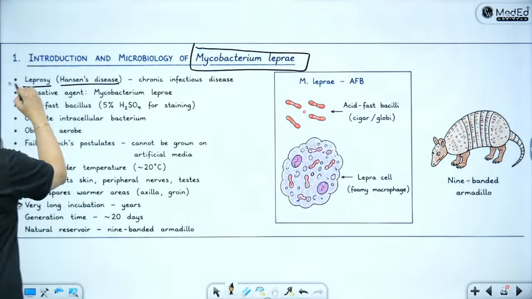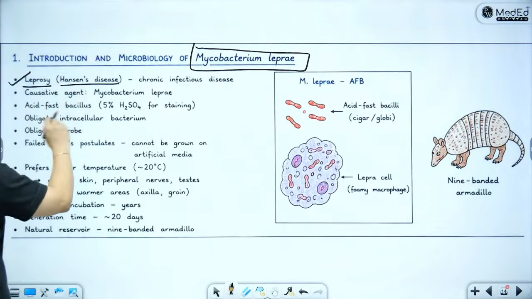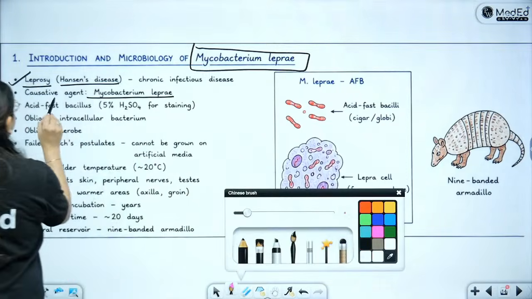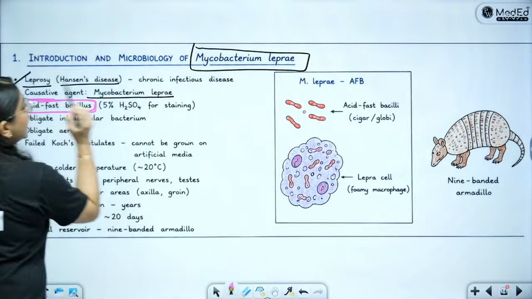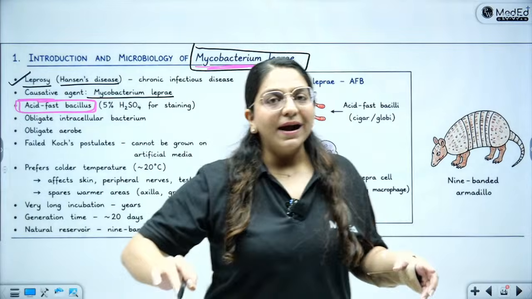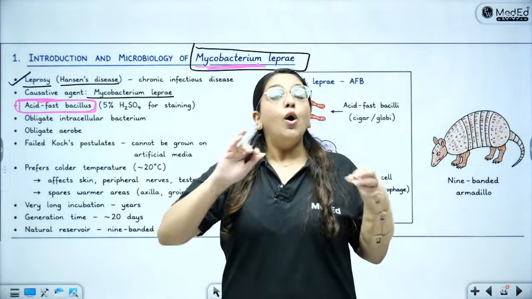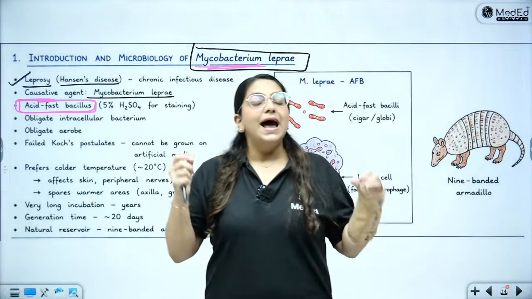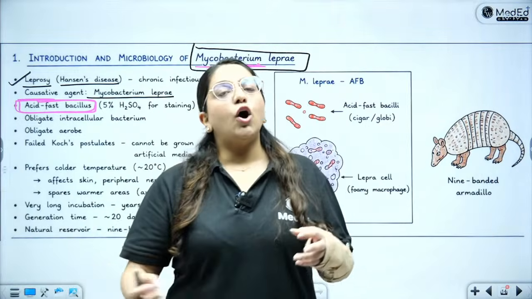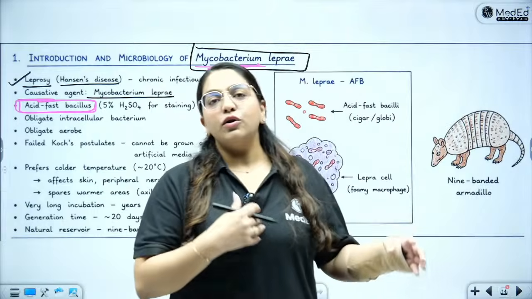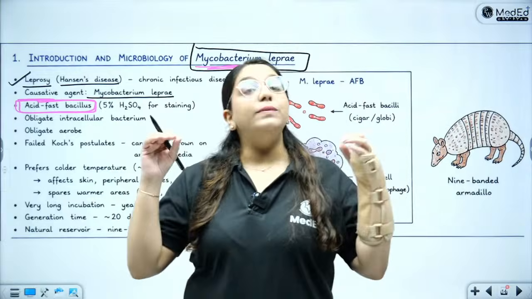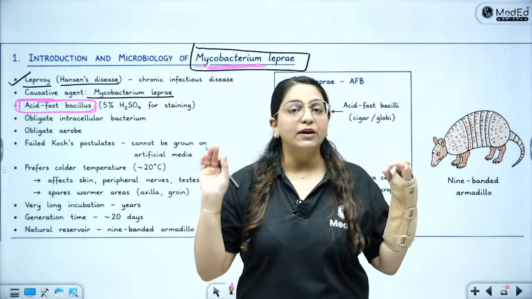So leprosy, Hansen's disease, is what it is called. The causative agent is Mycobacterium leprae. It is an acid-fast bacillus. Who will tell me why it is an acid-fast bacillus? Because at the end of the day, this is a mycobacterium. All mycobacteria share common features: they have mycolic acid in their cell wall, they are obligate aerobes, and they are acid fast, whether it is Mycobacterium TB, Mycobacterium leprae or non-tubercular mycobacteria.